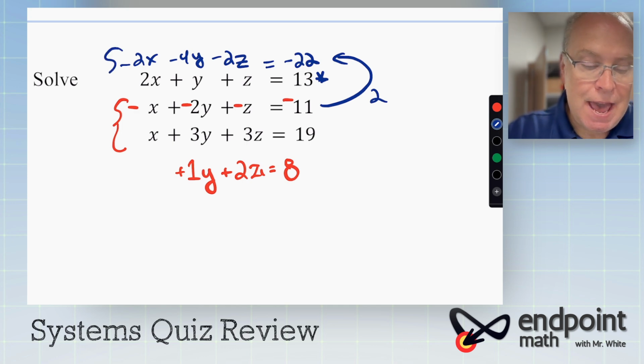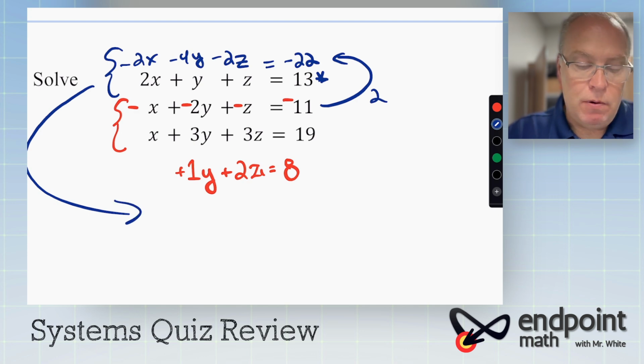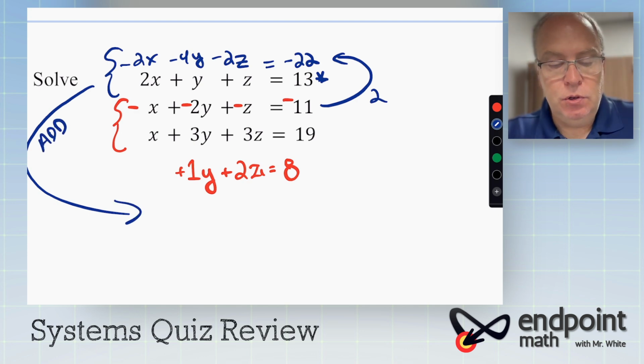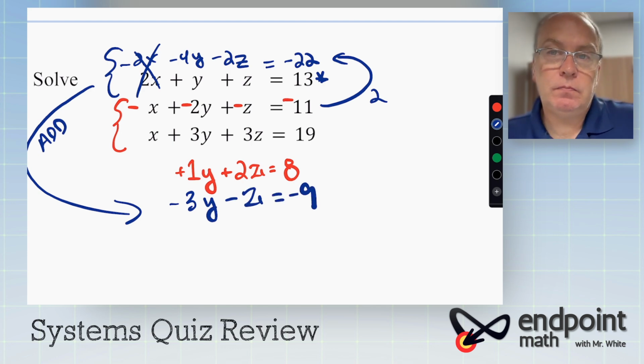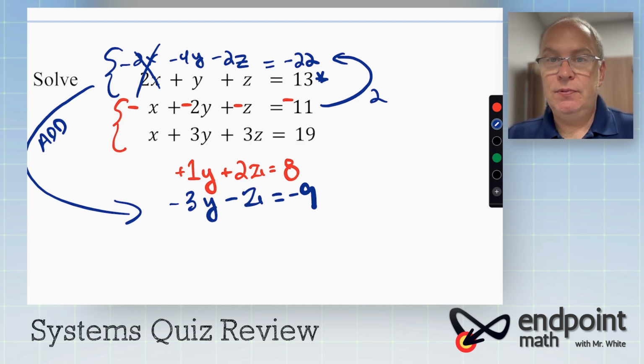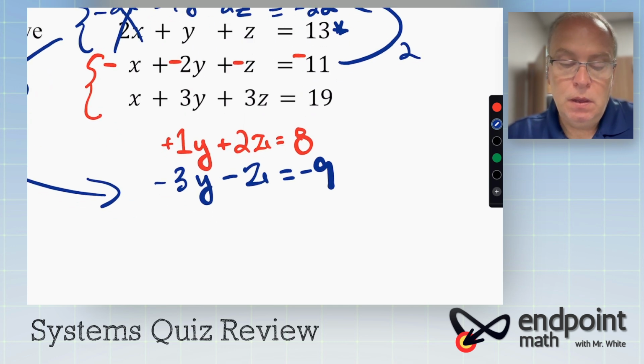Now I'm going to add these two and I'm going to write it down below. Okay, so I'm adding those two because I see the x's are going to eliminate. Negative 3y minus z is negative 9. All right, so you might want to pause the video and look and see what I did there. I got rid of x in 2 different ways so that I now have 2 yz equations.